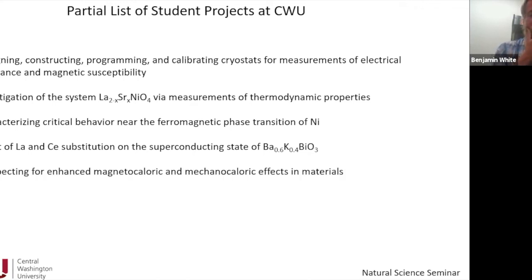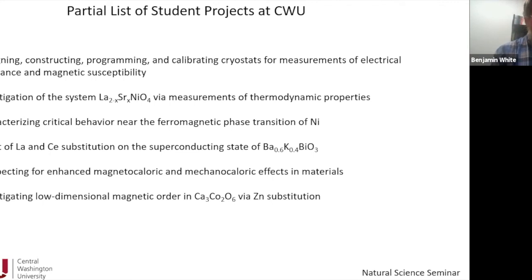Had students doing some prospecting for materials with enhanced magnetocaloric, and I'm interested in starting with mechanocaloric effects. So those would be apply a magnetic field and the sample changes temperature, or mechanocaloric would be apply pressure and the sample changes temperature. And these could have applications in new cooling devices, you know, making a magnetic refrigerator, for example, for your home or for your air conditioning unit.